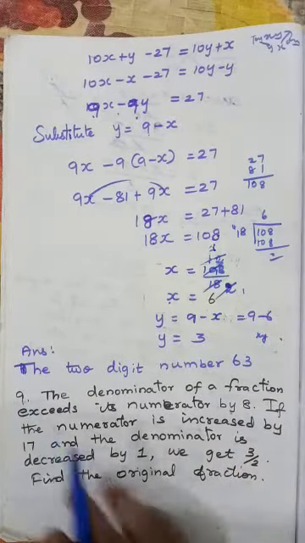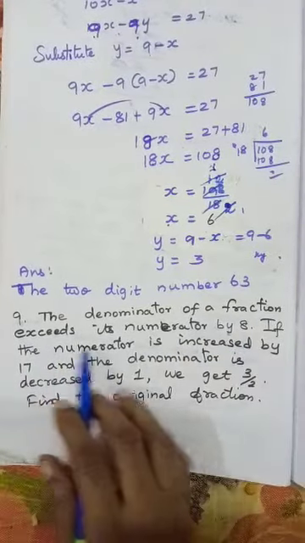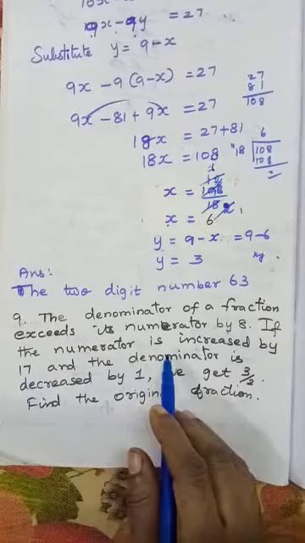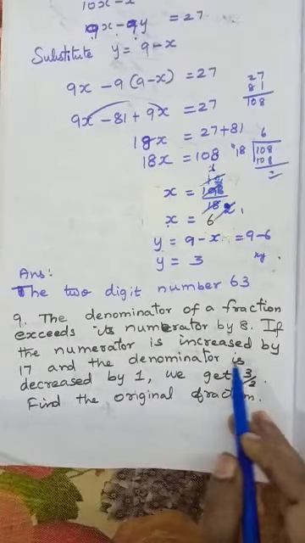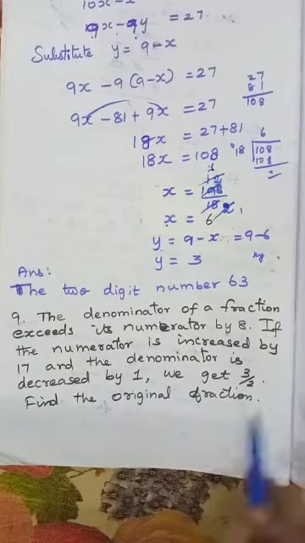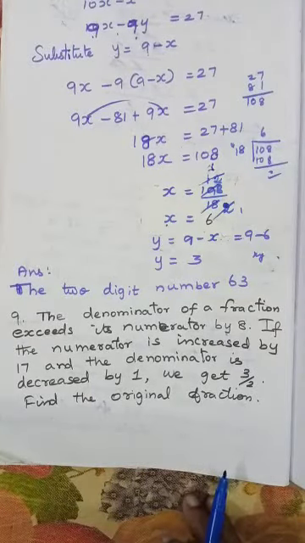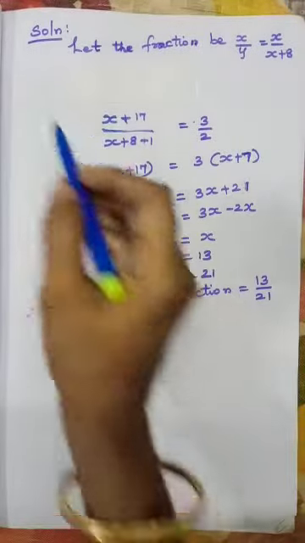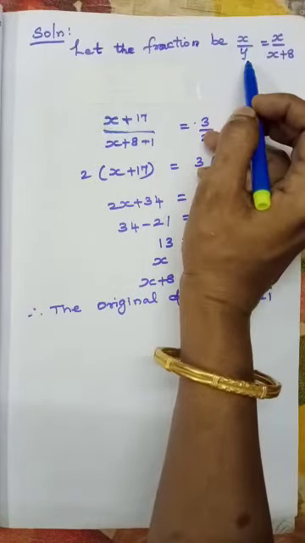Then the 9th problem. The denominator of a fraction exceeds its numerator by 8. If the numerator is increased by 17 and the denominator is decreased by 1, we get 3 by 2. Find the original fraction. We have seen the same sum in an example problem. Solution. Let the fraction be x by y.